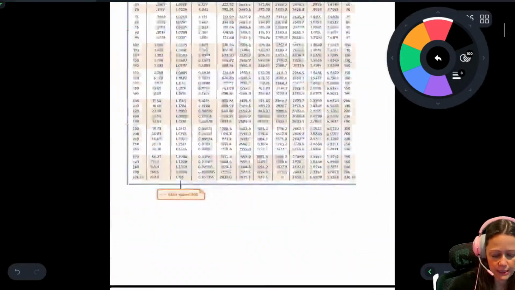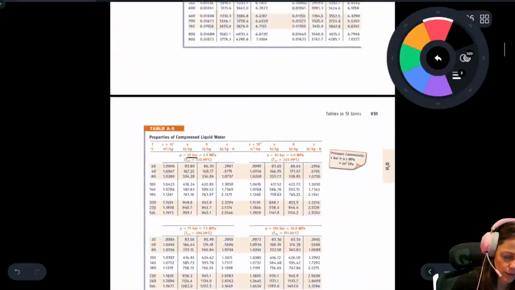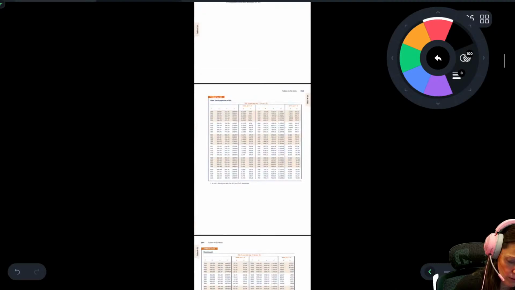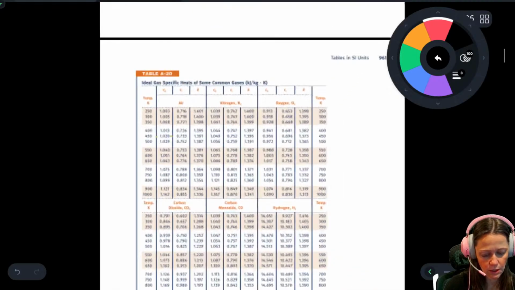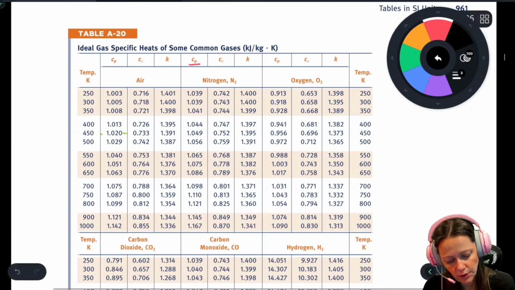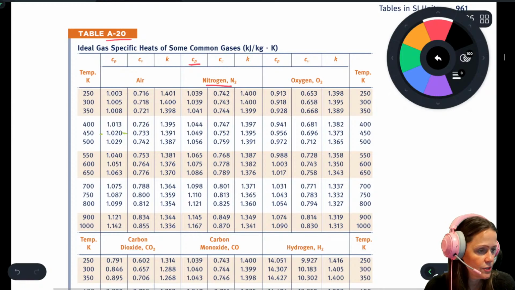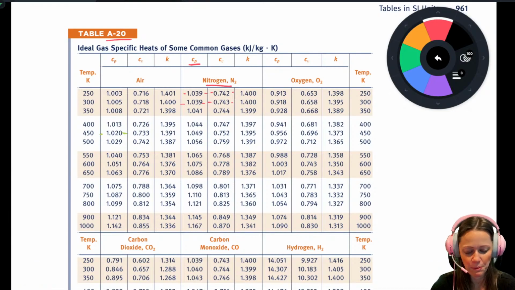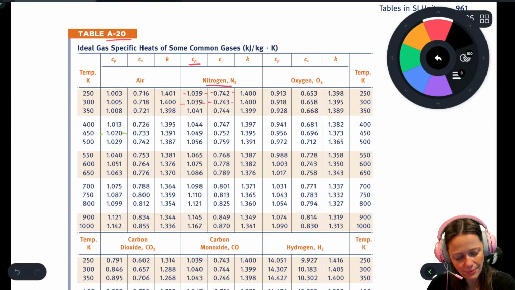I don't think we need CV, but you never know, so I just want to at least show you or remind you. If you needed it, here's your table A20 for nitrogen. Your CP was 1.039. Your guess as to what that CV is, it's not really going to make that much of a difference. Maybe you want to go with 0.7425 if you needed it. And your K value is 1.4.